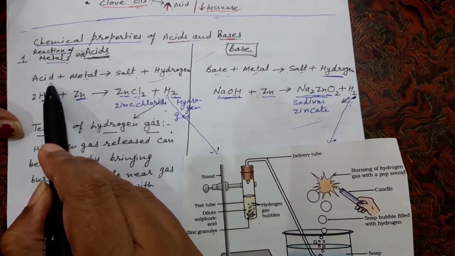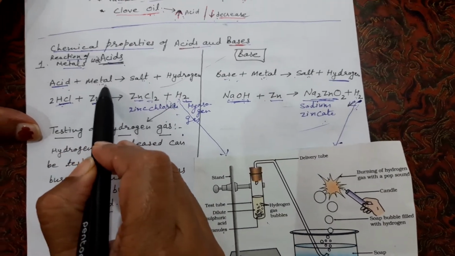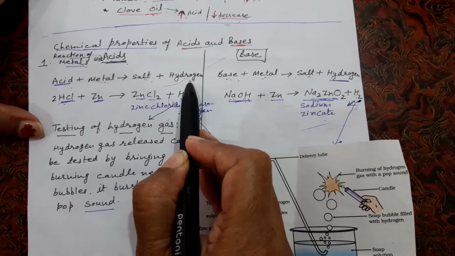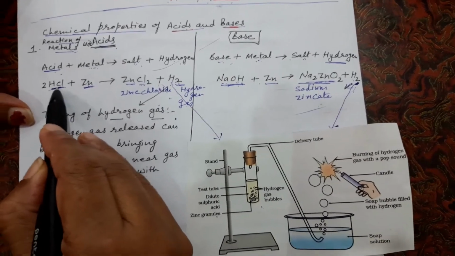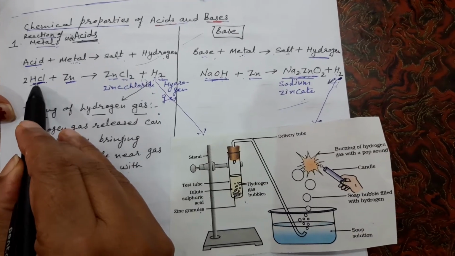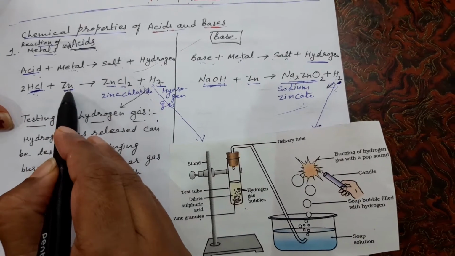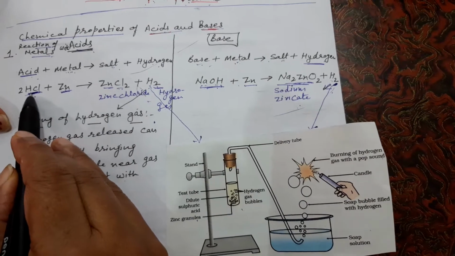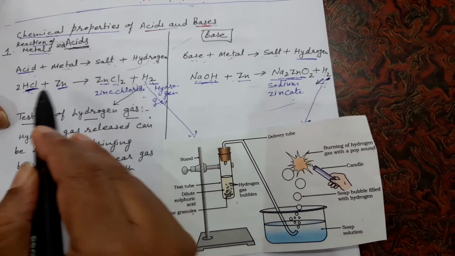When acid reacts with metal, it forms salt and hydrogen gas. Here, I have taken HCl. HCl is an acid, hydrochloric acid, and zinc. Zinc is a metal. You can take any acid. Any acid means strong acid. Sulfuric acid you can take, and nitric acid you can take.